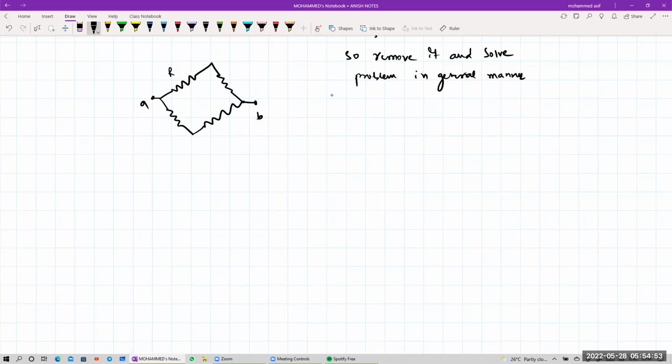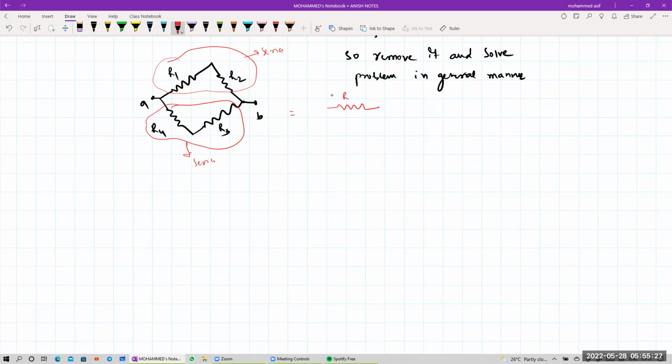And this will become R1, this will become R2, this will become R3, this will become R4. So at a time, R1 and R2 will be which combination better? Series, because there is no division of current. R1 and R2 carry the same current. And R4 and R3 will also be in series. But overall, these two can be parallel.